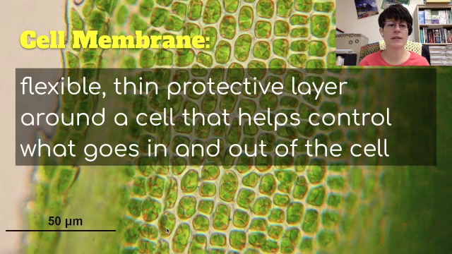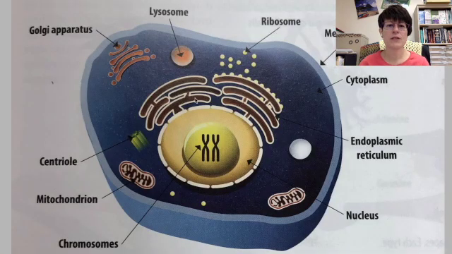Now, the cell membrane is a flexible, thin, protective layer around a cell that helps control what goes in and out of the cell. And if we look in this picture in the background, if you can see my arrow, right here along the edge of that green, that is the cell membrane, and it is the barrier between the cell and its environment. So here, this is a picture from your book. This is the cell membrane on the outside here, and it's labeled membrane.